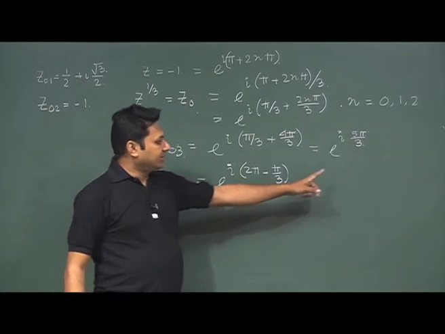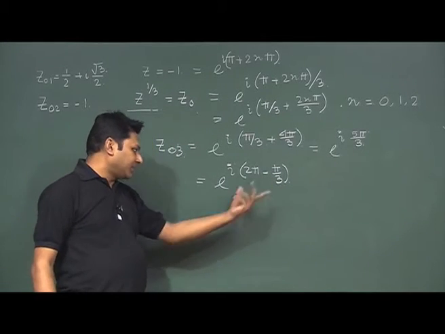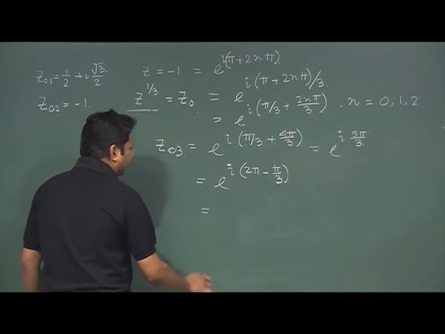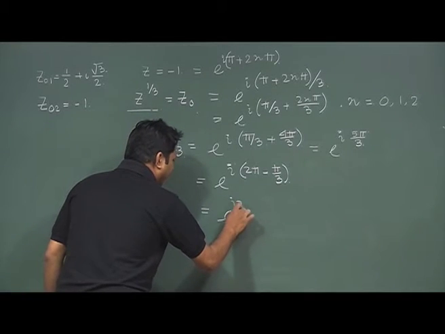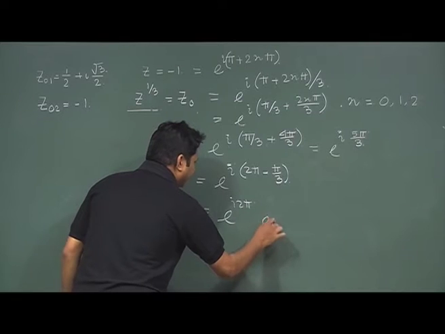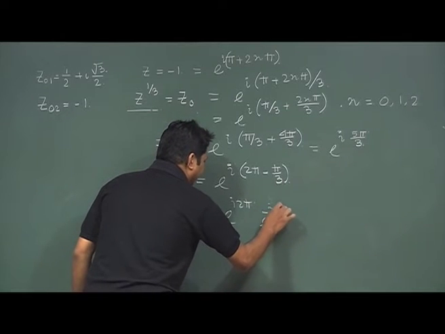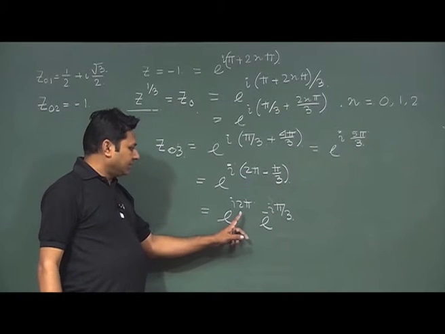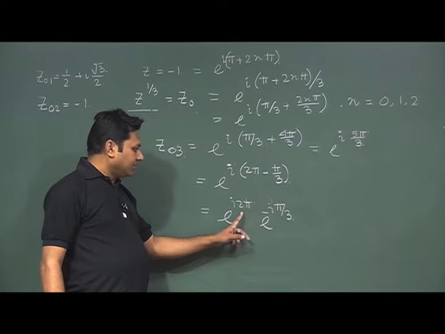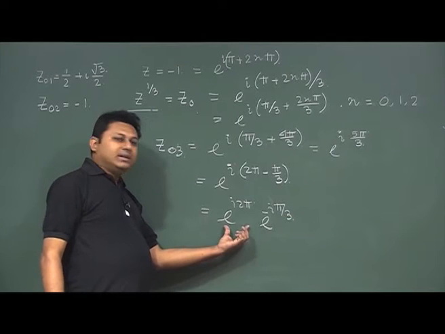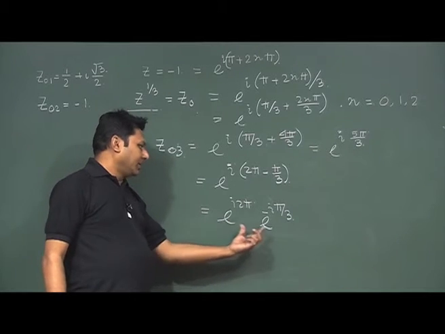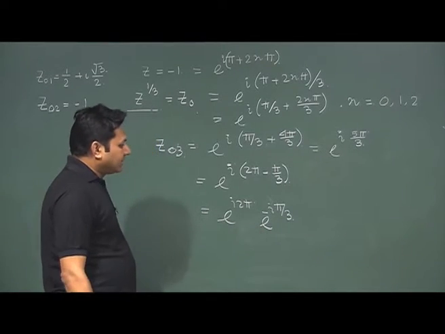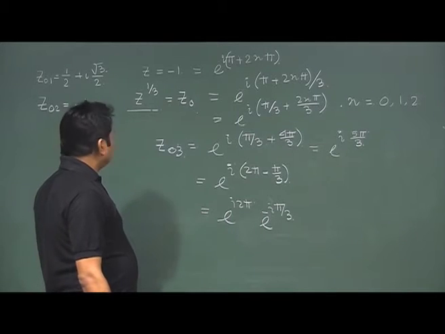These things and these things are the same. I just rearrange the term slightly so that I have e to the power i 2 pi multiplied by e to the power i with a negative sign pi by 3. If I do that, then you can see that this quantity to the power i pi gives you 1, and this quantity to the power minus i pi by 3 is the old value.